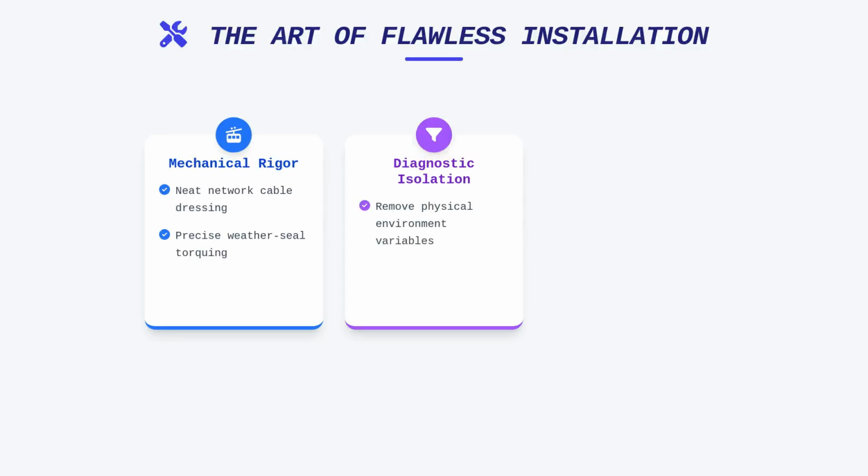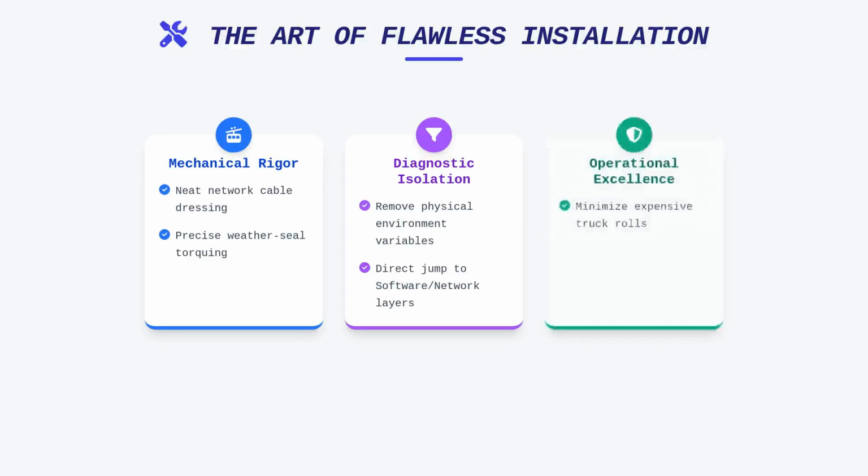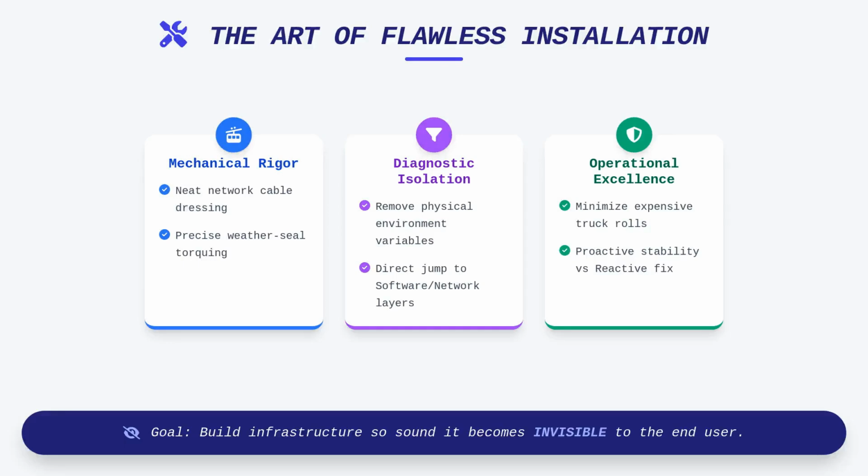If a camera stops functioning, you can confidently move to network or software diagnostic layers without needing to recheck the physical mount or suspect the cabling integrity. Mastering these protocols distinguishes a professional integrator from a casual installer, as it moves the practice from reactive troubleshooting to proactive stability. Ultimately, your goal is to build an infrastructure so physically sound that it becomes invisible to the end user by never requiring manual intervention.